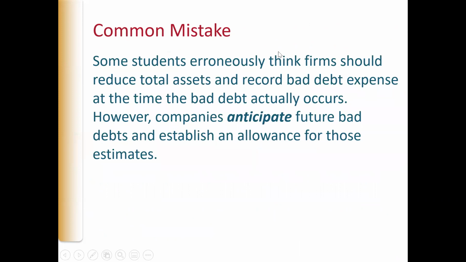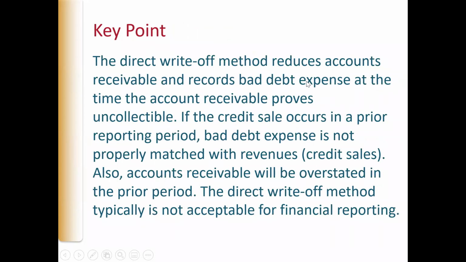Some students think firms should reduce total assets and record bad debt expense at the time the bad debt actually occurs. Remember, we anticipate those future bad debts and we establish an allowance. The direct write-off method reduces accounts receivable and records bad debt expense at the time the accounts receivable proves uncollectible. If the credit sale occurs in a prior reporting period, then bad debt expense is not properly matched with revenues. Also, accounts receivable is going to be overstated in the prior period. So generally speaking, the direct write-off method is not acceptable for financial reporting.